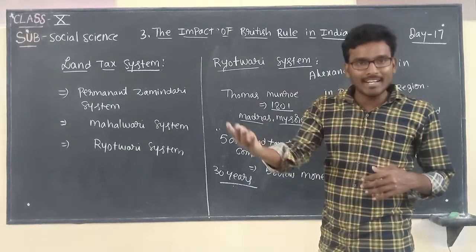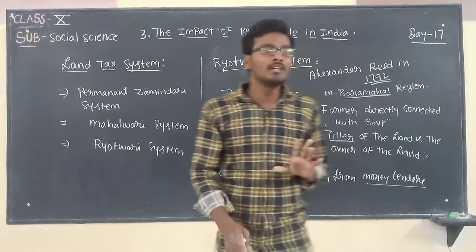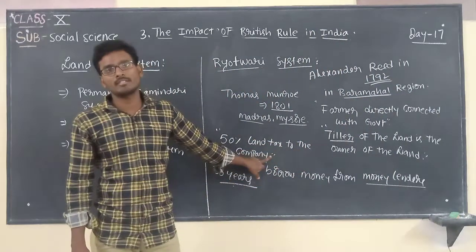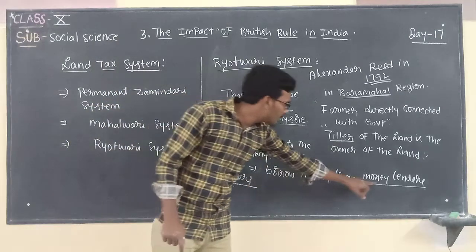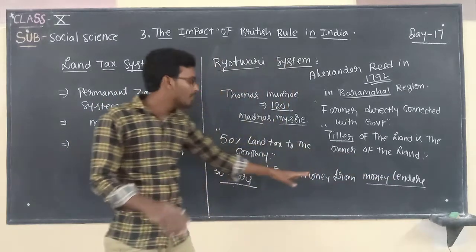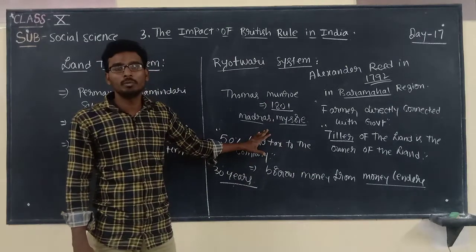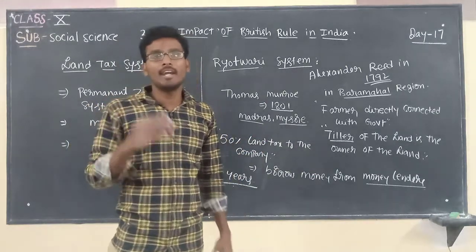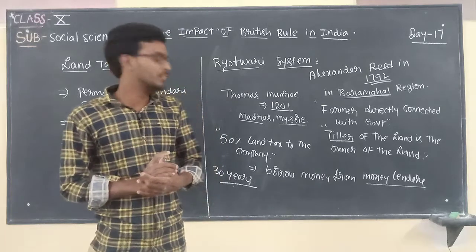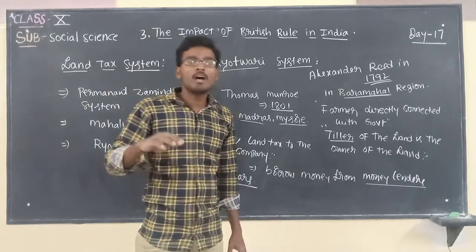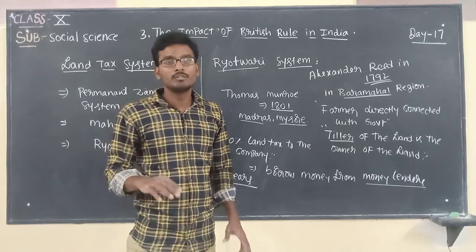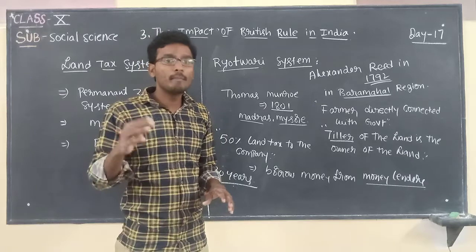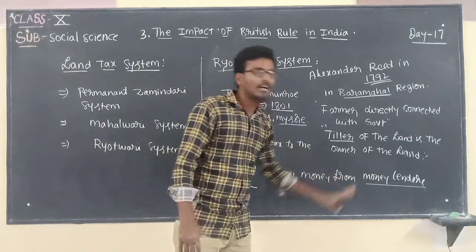It will be extended. But here the problem is, the farmers are unable to pay 50% of the land tax. They will borrow money from the moneylenders and pay the land tax to the British. So the moneylenders are charging a high interest rate. Due to that, the farmers lost their ownership. Why did they lose their ownership? Because they are unable to pay the money back to the moneylenders.